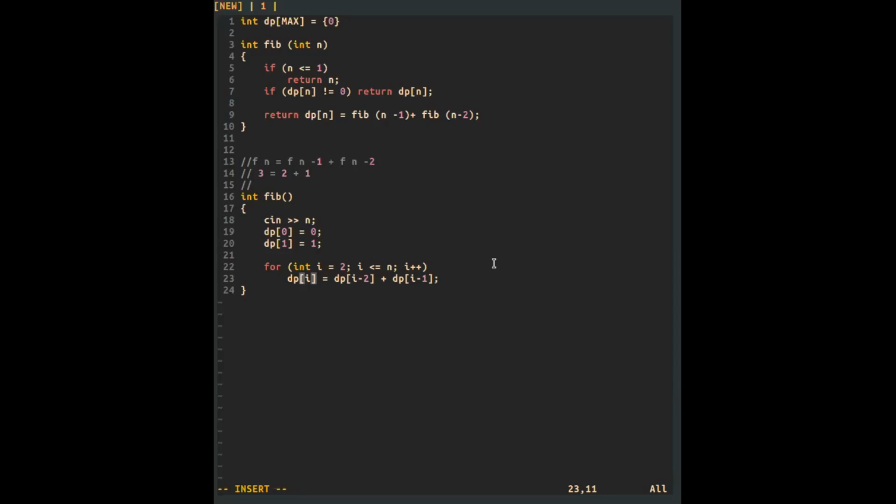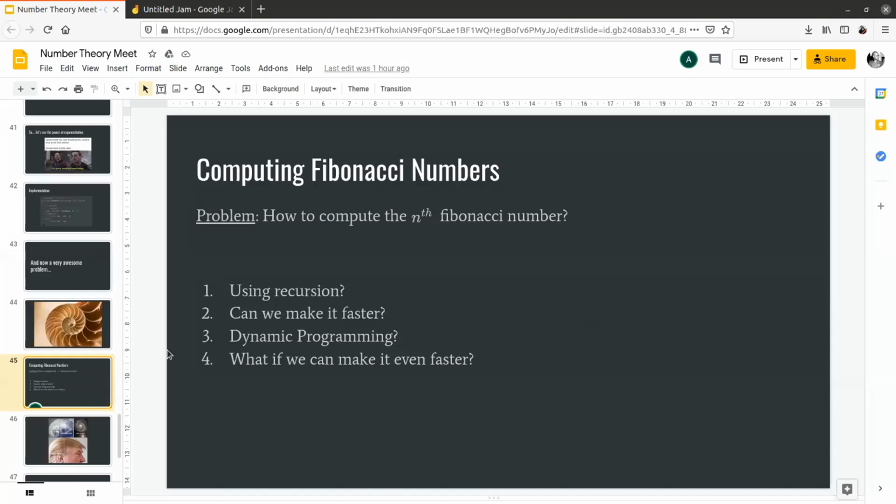But still, it is way faster, right? So what will be the time complexity of this algorithm? It should be O of n, right? Why is it O of n? Because I have to iterate all the way, right? So I'm doing a little bit better, but is it that good? That is a question. Can I do even better? Can I make it even faster than O of n?